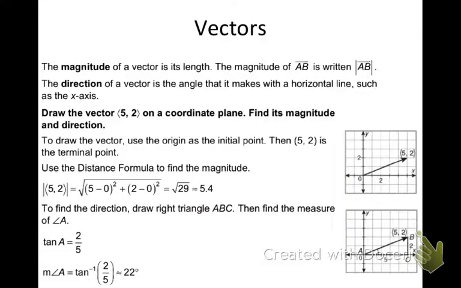Next thing we're going to talk about is the magnitude. The magnitude of a vector is its length. Now, what's another way to say length? You can also say distance. So magnitude is another way to say length or distance. All right. So the magnitude of AB is written. Now, what do those bars look like to you?